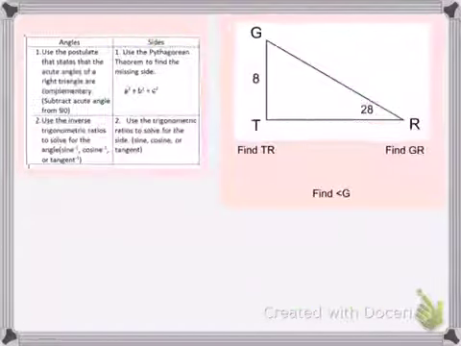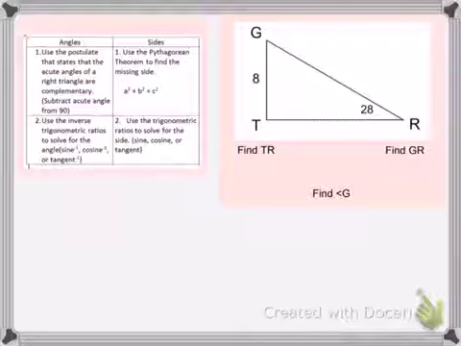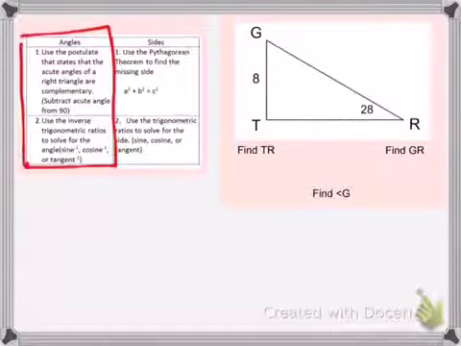Let's look at another example. In the next example, I look at the problem and I know that I have one side and one angle measure. Let's find the angle measures first. So I use one of these two methods.